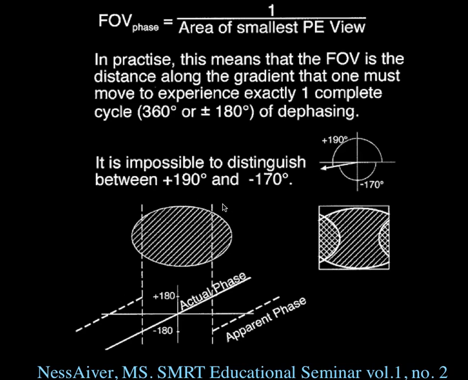If you increase the field of view, which means you increase the bandwidth and or frequency or spacing of the phase encoding, then what happens is you'll widen this, and everything in between the lines will have a unique phase encoding, and you won't get the wraparound artifact.